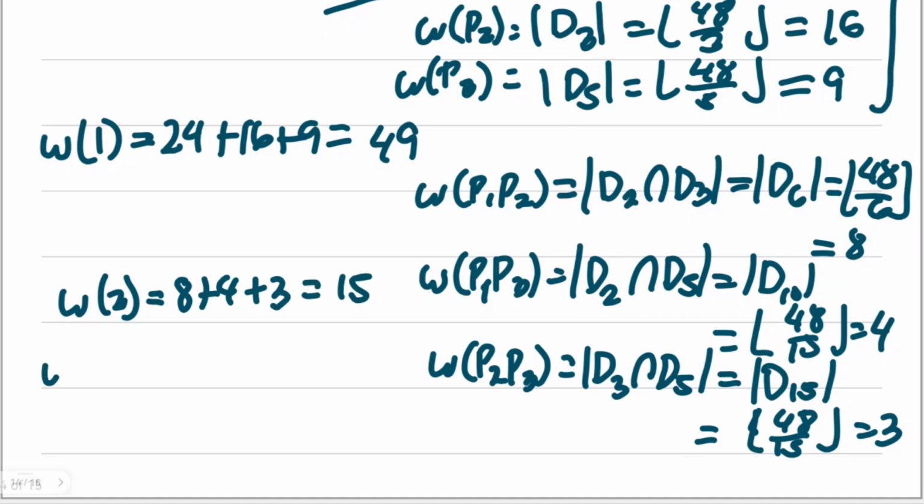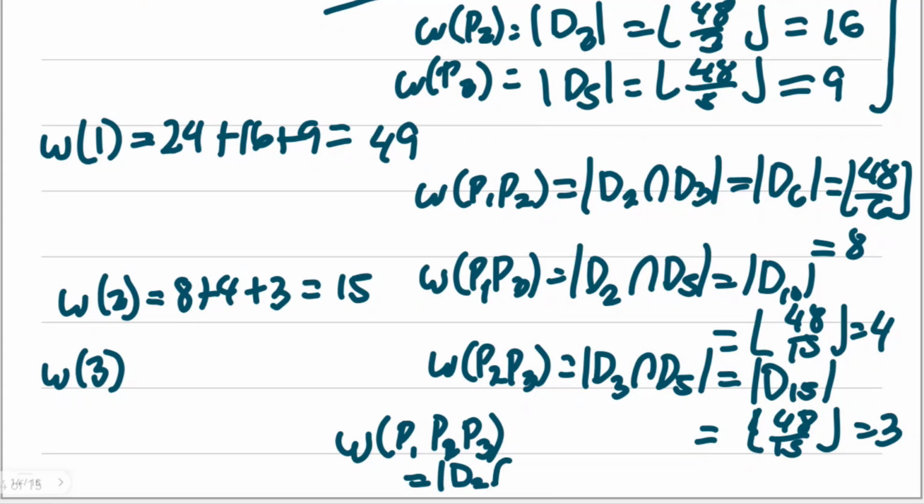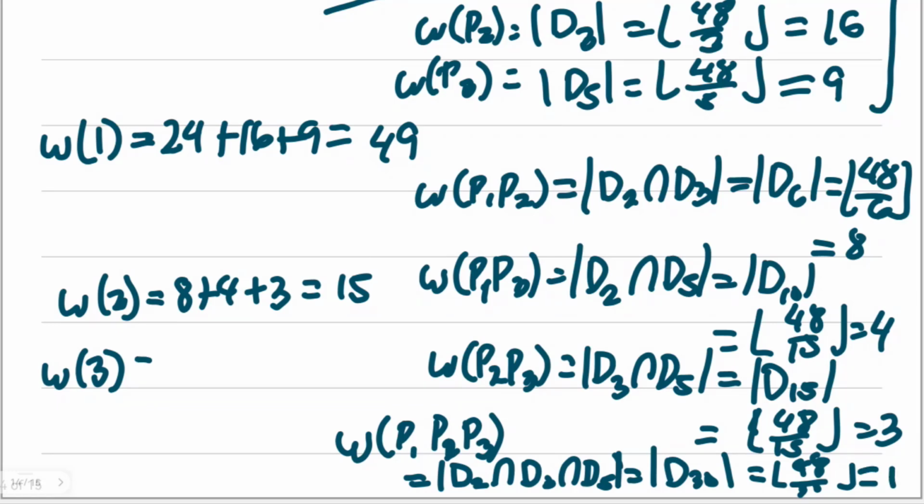Now, how about omega of 3? The cardinality for P sub 1, P sub 2, and P sub 3 is actually equal to the cardinality of divisibility by 2, intersection 3, intersection 5, divisibility of 30. So the floor function of 48 divided by 30 is just equal to 1.